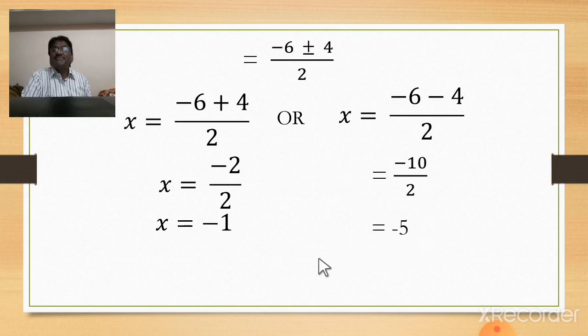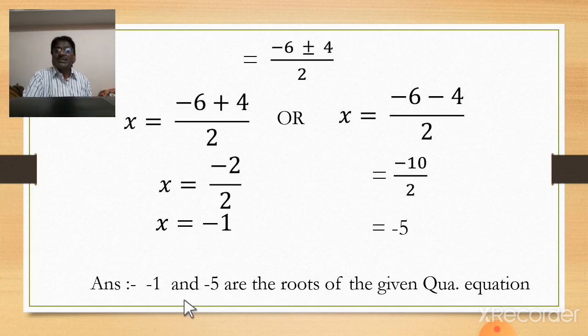In this way we get the roots of the given quadratic equation x square plus 6x plus 5 is equal to 0, and that is x equal to -1 and x equal to -5. Lastly we write the answer: -1 and -5 are the roots of the given quadratic equation.